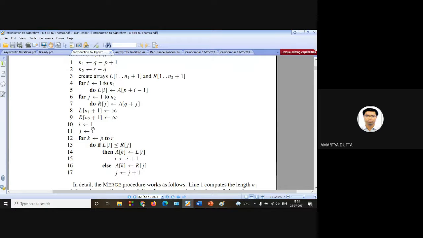In your C program, any flag can be denoted as your sentinel, a guard for your first subarray and second subarray, the left subarray and right subarray. Now we have to compare with i equal to 1, j equal to 1. For k equal to p to r, if the element of your left subarray is less than the element of the right subarray, then we copy the left element to the final array and increment i. Otherwise, copy the element from the right subarray to the final array and increment j.